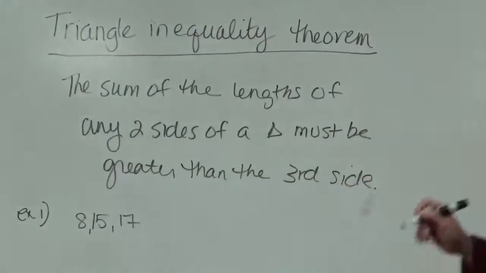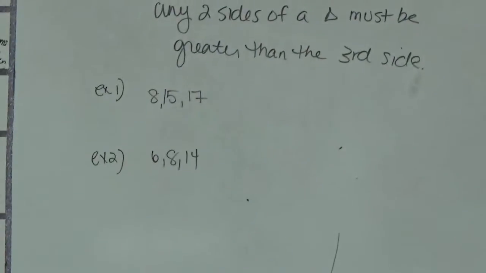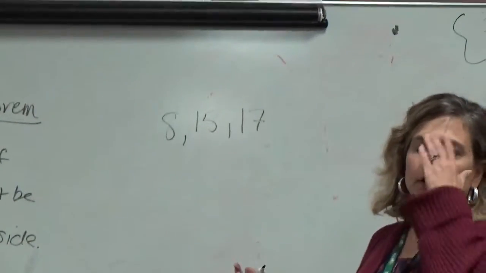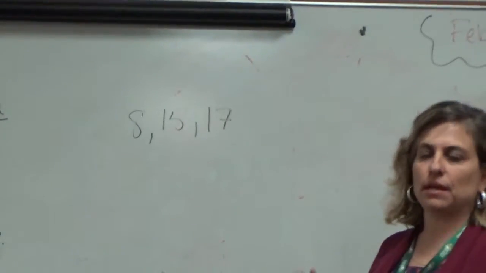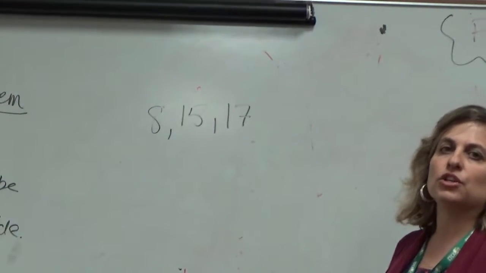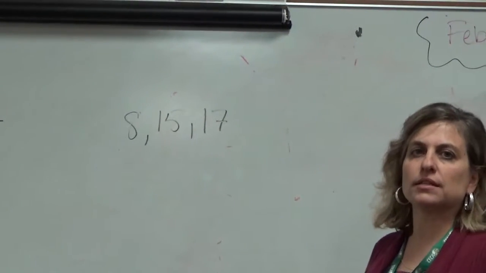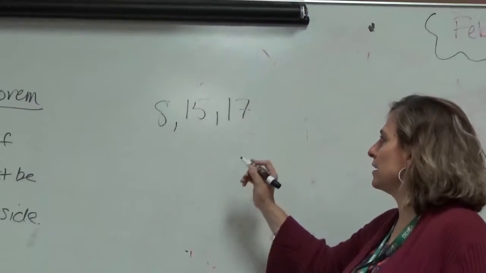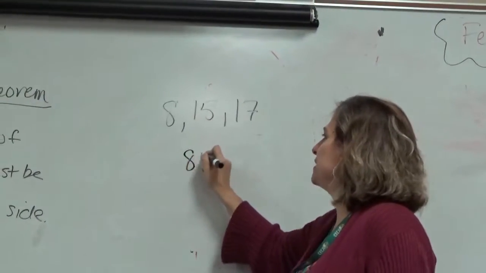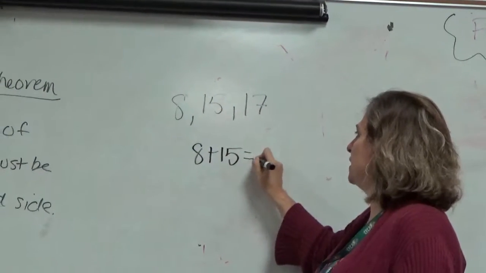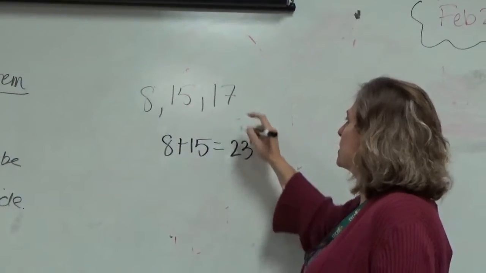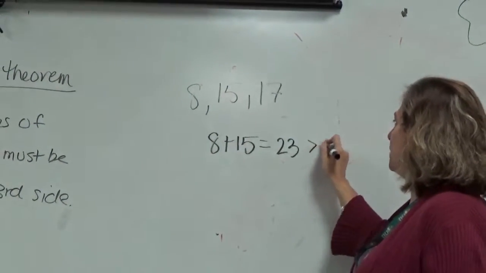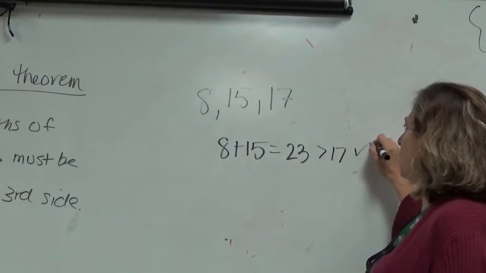Okay, example 1: 8, 15, and 17. What it's saying is, when I give you examples and I make sides in a triangle, you always have to check and make sure the sides can actually work. So the way you do that is you add each of the sides. I'm going to take 8 and 15. If I add 8 and 15, I get 23. As long as that sum is greater than the other side, 23 is greater than 17, so that works.